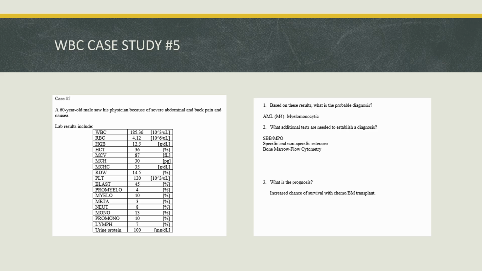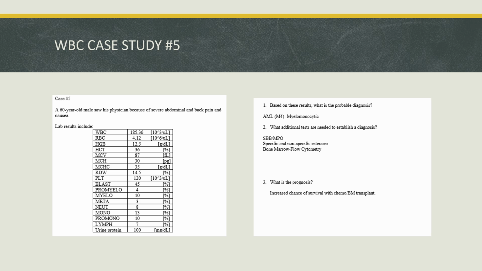And now we might need to do additional testing, right? So what additional tests could be needed to establish a diagnosis? Well, let's look at our cytochemical stains, because that's really going to solidify what our findings are. So we might do a Sudan black B cytochemical stain and a myeloperoxidase cytochemical stain. We might also do specific and non-specific esterases to see are there indeed myelocytic and monocytic involvement.